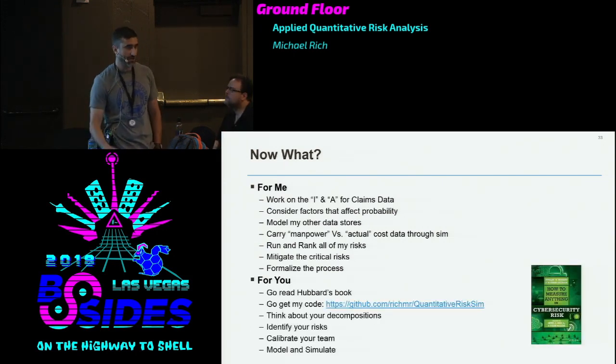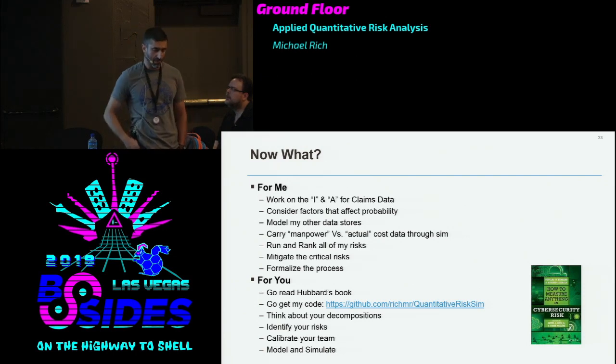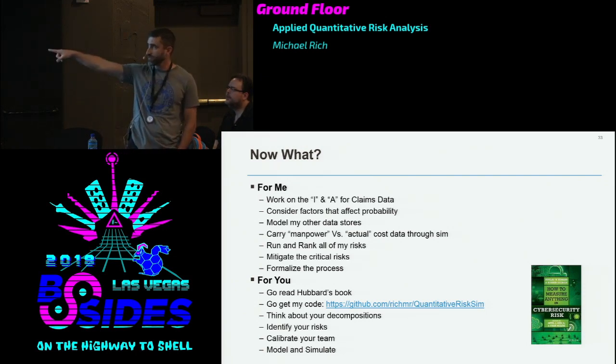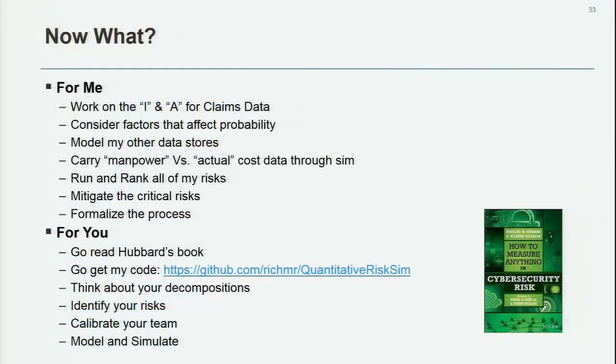For you guys, I recommend going to get Hubbard's book. It's on Amazon. Go get my code. There's the repo right there. I'll leave it up there for a second. Then think about how you want to decompose your risks, how you want to calibrate your team, and then do the models and simulations. I think it's really worthwhile.